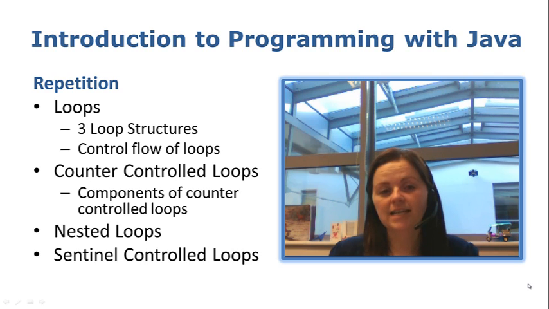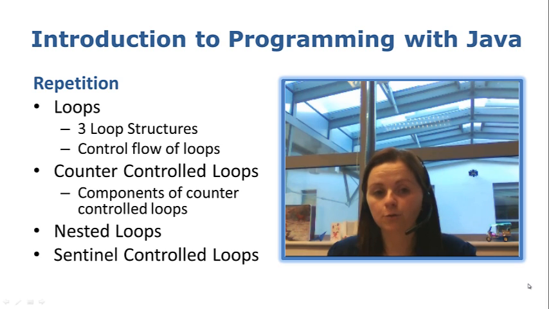Hi there! In this next set of videos we're going to start to look at repetition. Firstly we're going to take a look at loops and three of the loop structures that are available to us in Java for repetition. We're going to look at the control flow of those loops and how they work or how they differ. Then we're going to take a look at counter-controlled loops specifically, and we're going to look at the different components that each counter-controlled loop requires.